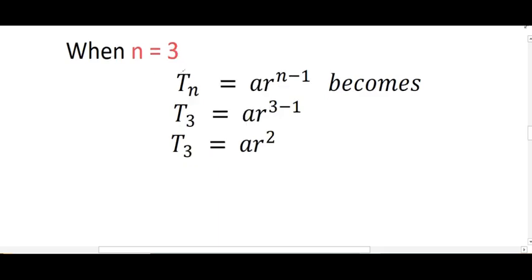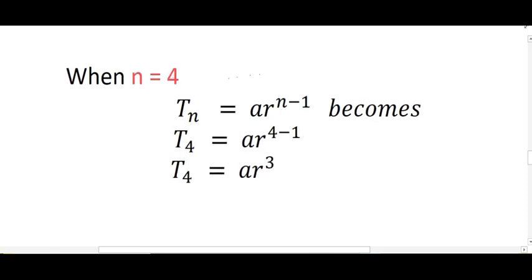When n is equal to 3, the nth term is equal to ar to the power of n minus 1. The third term is equal to ar, with the n replaced with 3 here, so it becomes ar raised to the power of 3 minus 1. 3 minus 1 gives you 2. The third term is equal to ar to the power of 2.